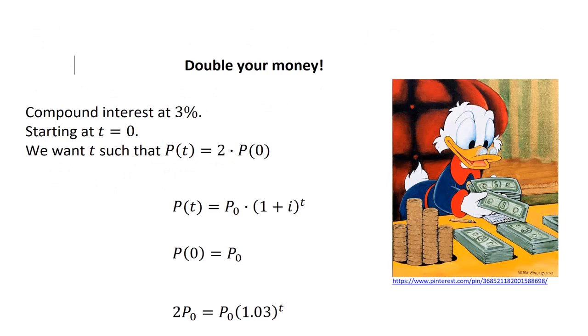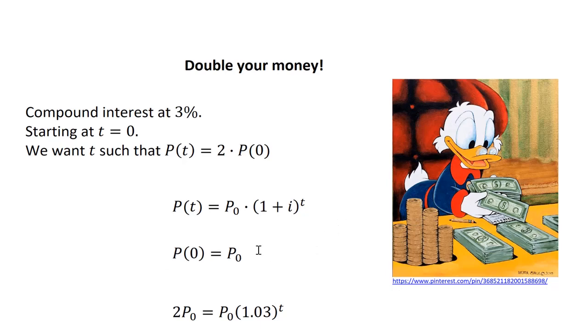We'll introduce the concept of doubling time using a simple example from finance. Suppose we are given P0 dollars or euro or rupee, and we can invest it into an account yielding 3% compound interest. We start at time 0, and we want P(t) = 2 P(0). So we start with the equation P(t) = P0 (1 + i)^t, because we're dealing with compound interest, so (1 + i)^t is the accumulation factor.